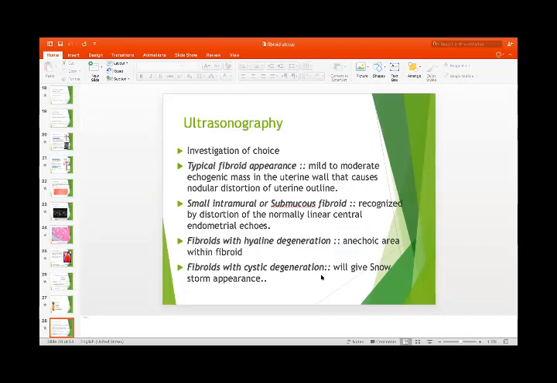On ultrasonography, the fibroid appears as an echogenic mass in the uterine wall that causes nodular distortion of the uterine outline. If it is a submucous or a small intramural fibroid, it will distort the endometrial lining, and the central endometrial echo will be disturbed. Fibroids with hyaline degeneration have anechoic areas within the fibroid. And fibroids with cystic degeneration give a similar appearance. So this is how you will detect a fibroid uterus on ultrasound.